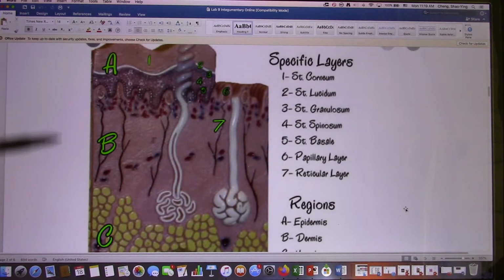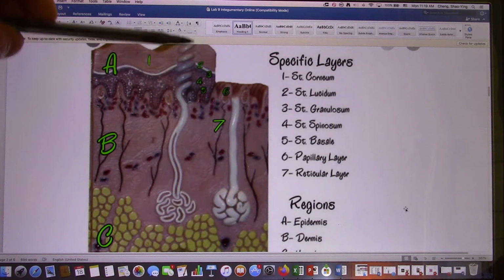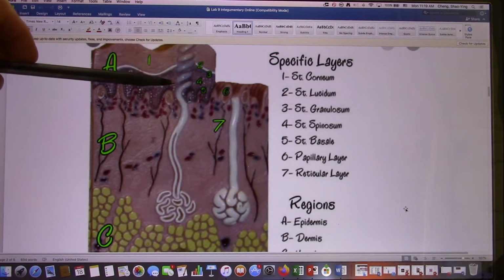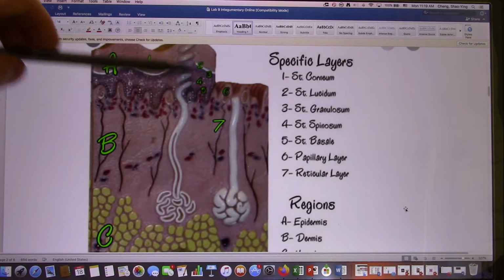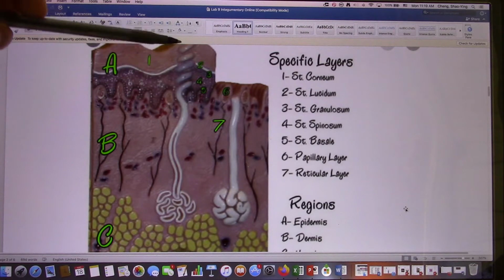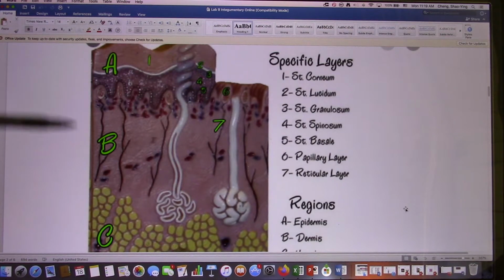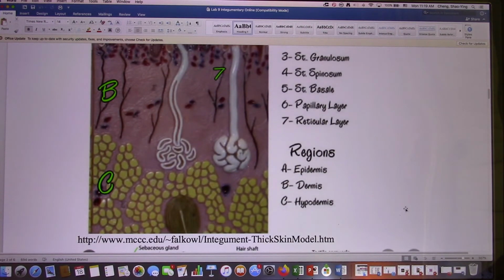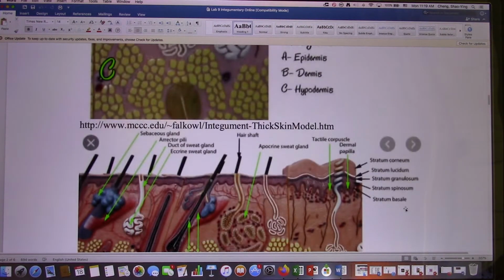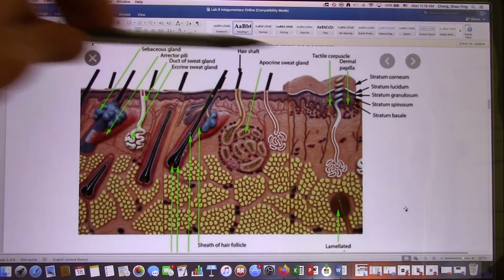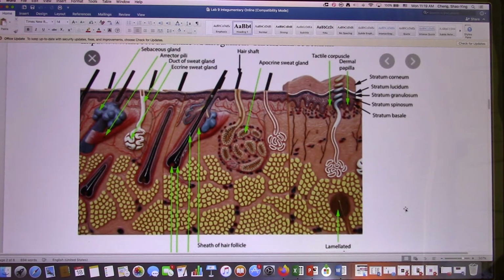The model, you have 3 layers: epidermis, dermis, hypodermis, or subcutaneous. And in the epidermis layer, you have 5 layers. You need to be able to identify those 5. Start from the stratum germinativum to the stratum corneum, from the bottom to the top. And that's the dermis layer, and that's the subcutaneous layer. And that's the model we have in the class, in the lab.